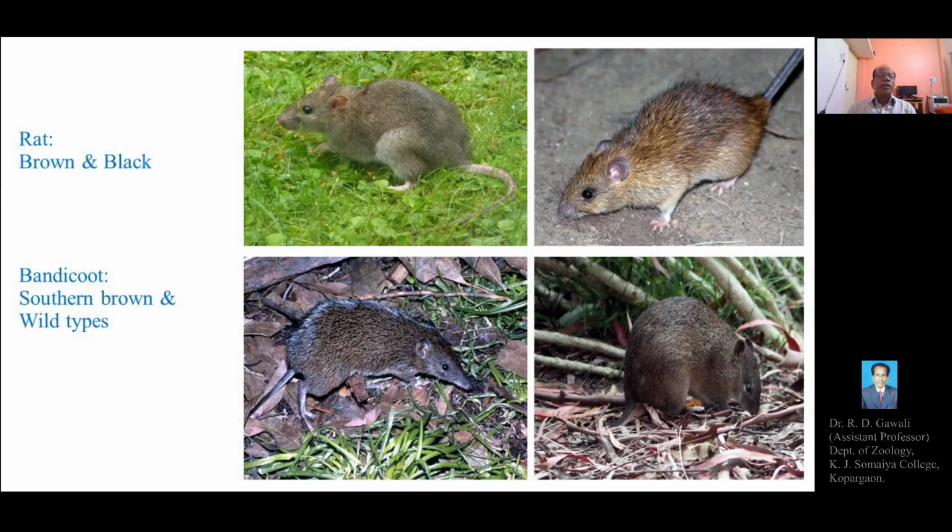So these are the images. The upper one is a rat, showing brown and black rats. The first one is the brown rat, that is Rattus norvegicus, and the second one is a black rat, that is Rattus rattus. In the lower one, the bandicoots. The first one is the southern brown bandicoot, and the second one is a wild type of the bandicoot. So these are the images showing the rats and the bandicoots of different types.